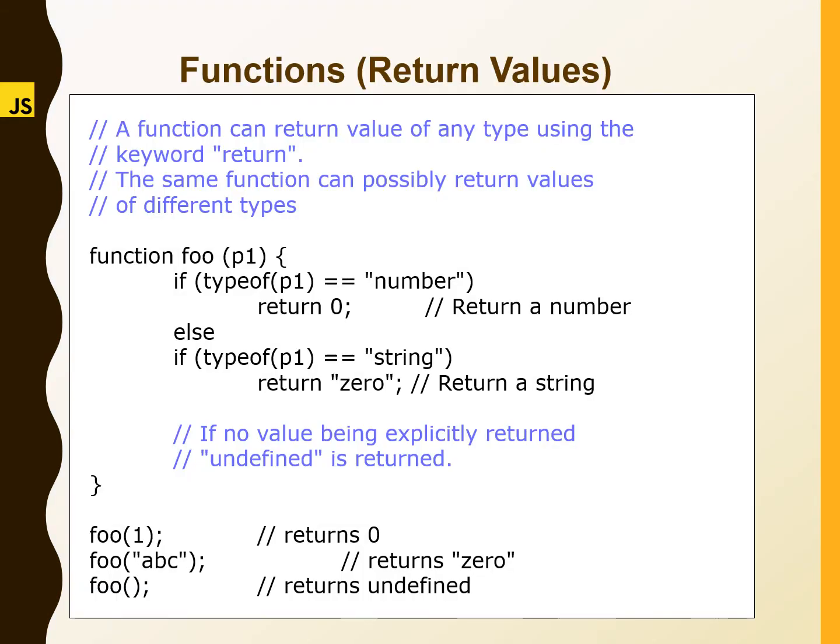Here is an example: functions with return values. A function can return a value of any type using the keyword return. The same function can possibly return values of different types.